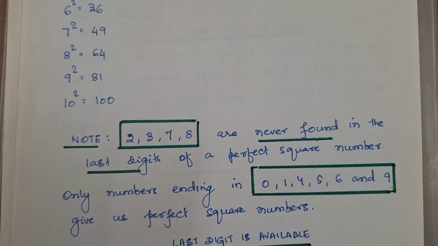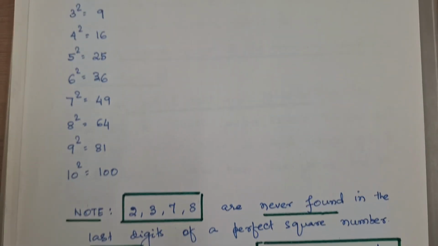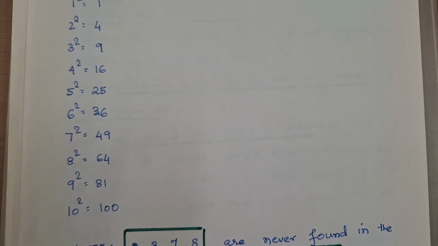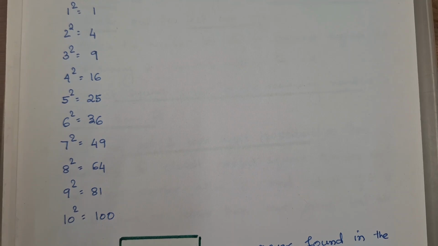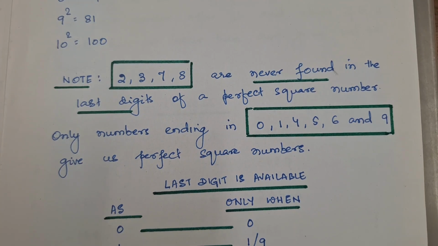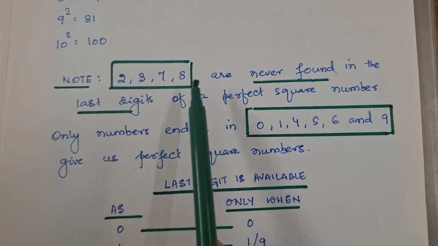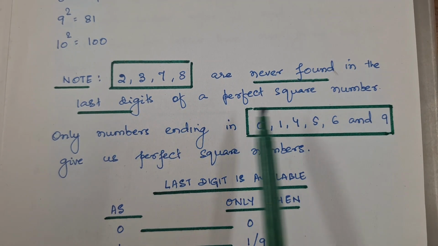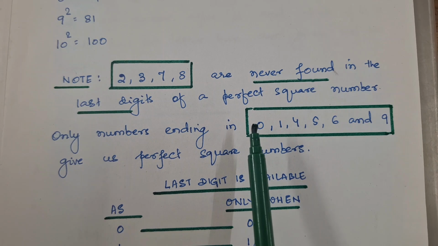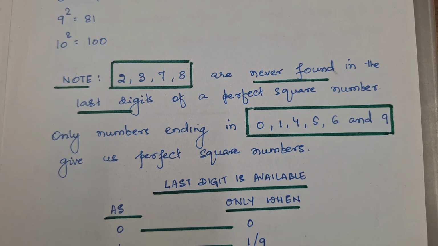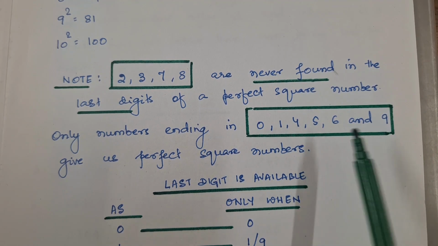So how can you use this tip and trick to find the square root? Only if the number given to you ends in 0, 1, 4, 5, 6 or 9 are they the ones which can be perfect square numbers. Keep in mind that numbers ending in 2, 3, 7 and 8 will never be perfect squares. So when we are asked to find the square root of a perfect square number, the first thing you have to check is whether the number ends in the digit 0, 1, 4, 5, 6 or 9.